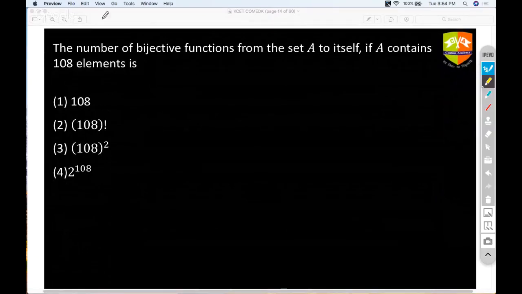Next is your question number 14. The number of bijective functions from set A to A, where A contains 108 elements. So how many bijective functions are there from A to A? Bijective means both one-one and onto. This should be pretty simple. It's just touch and go.